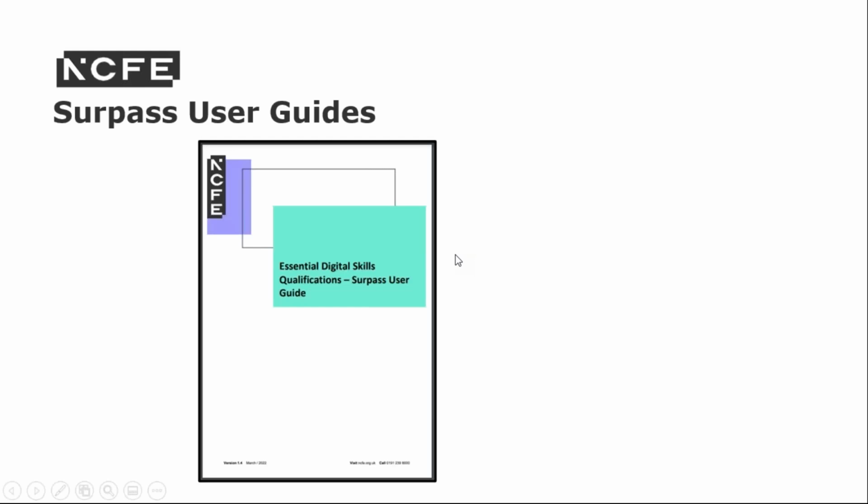So the Surpass User Guide provides information for staff who are involved in the preparation, supervision, assessment and internal quality assurance of the EDSQ at entry level 3 and at level 1. It will provide you with instructions for how to use Surpass using the invigilate, mark and moderate screens, which Ashley will be covering next.